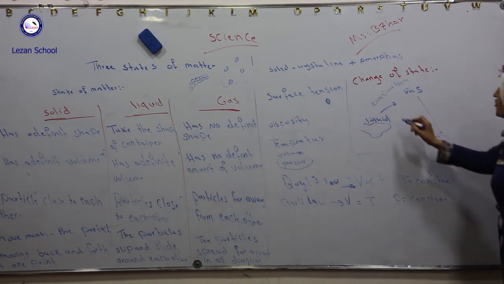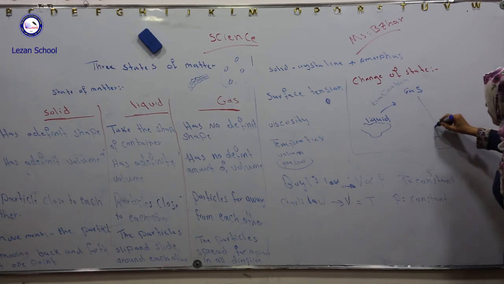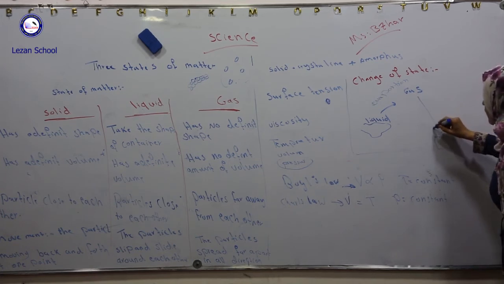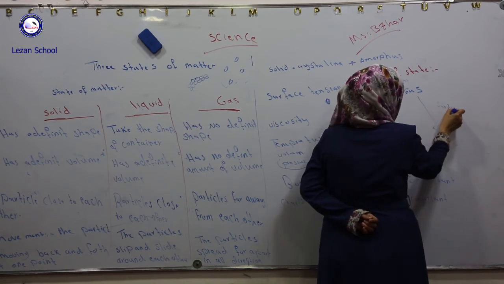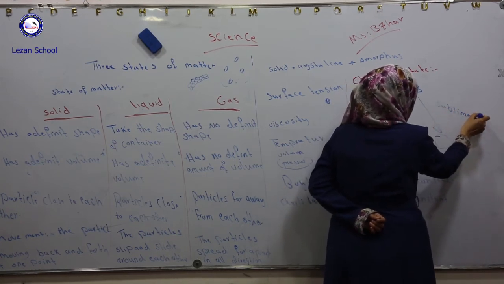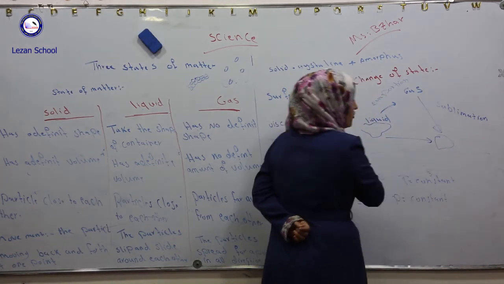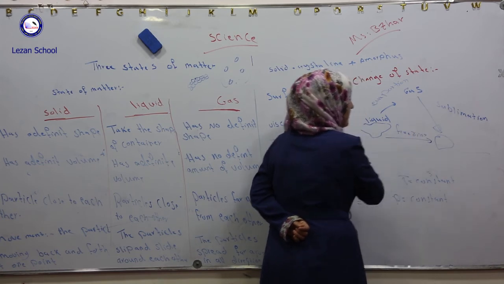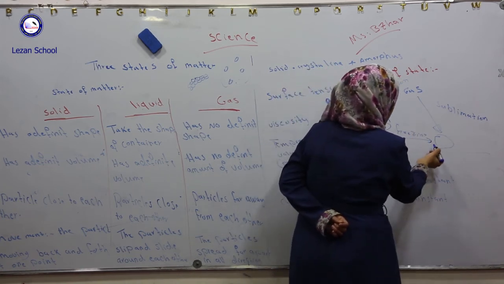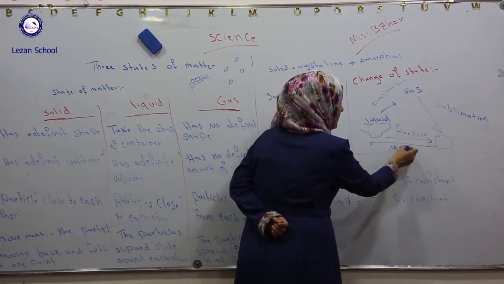After that, when gas changes to solid directly, we call it sublimation. And when liquid changes to solid, we call it freezing. And when solid changes to liquid, we call it melting.